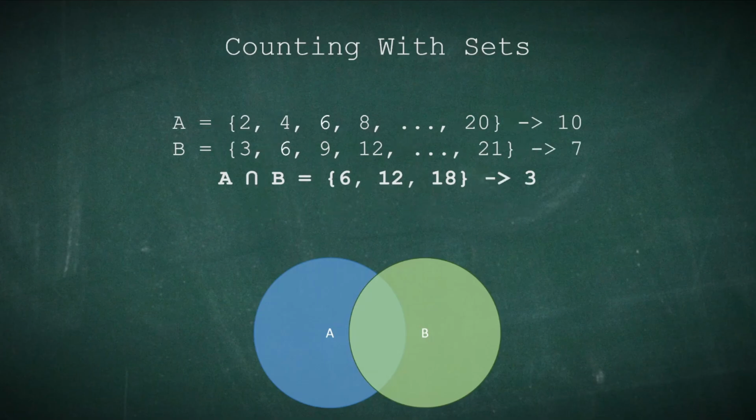We know that set A is 10 items. We know that set B is 7 items. So we have 17. Then we subtract the size of set A intersect B, 3, to get rid of the extra copy of 6, 12, and 18. This means that the total size of A union B is 14.